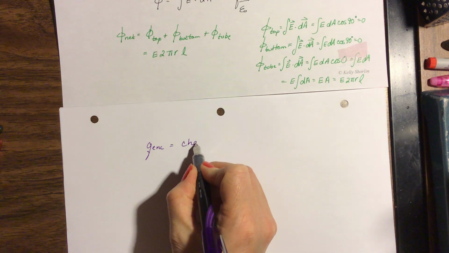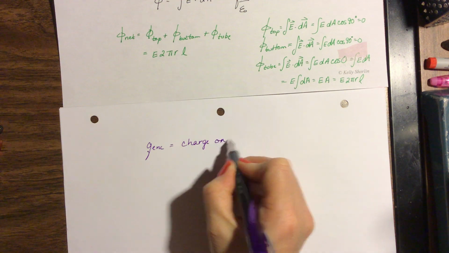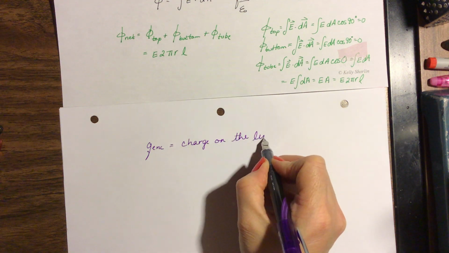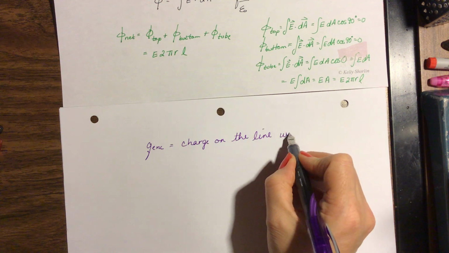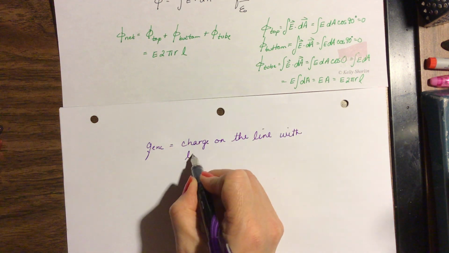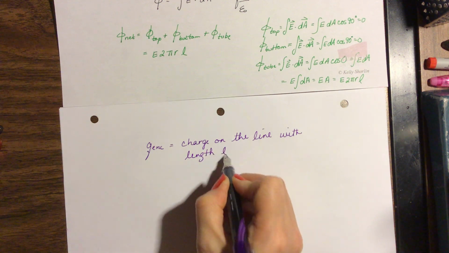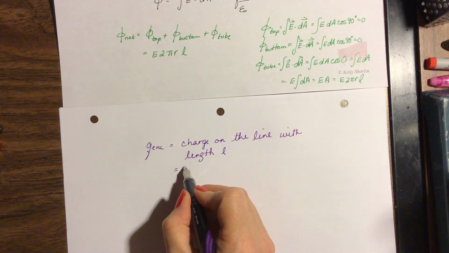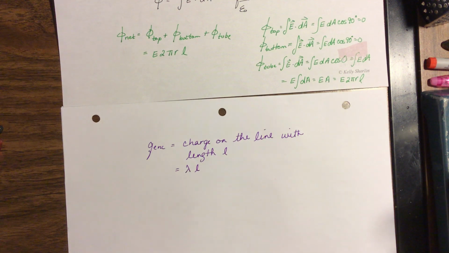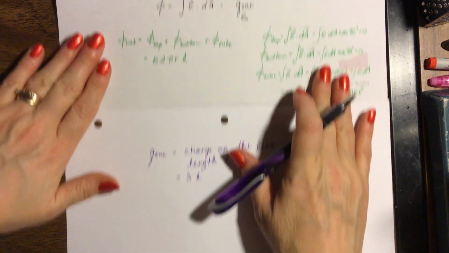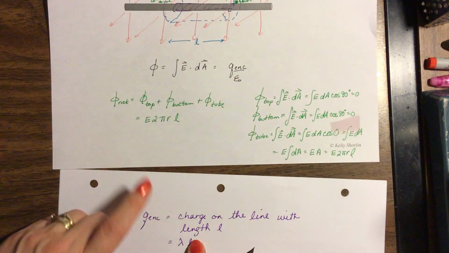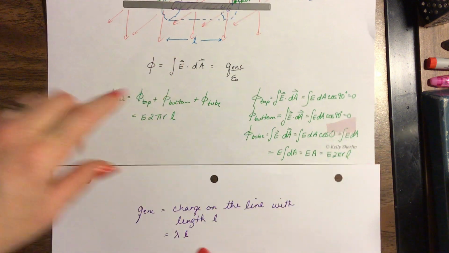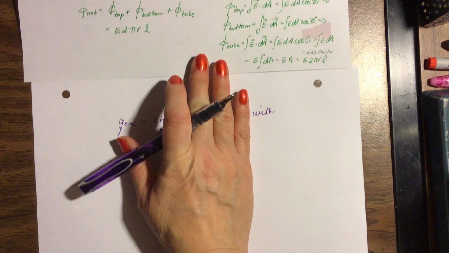So that's my charge on the line. It has the same length as my cylinder, of course. That's going to be my charge density times the length of the line, because linear charge density is charge over length. Okay, I'm going to put my Q enclosed in here, put my net flux in here, and then see what that gives me for my electric field vector.